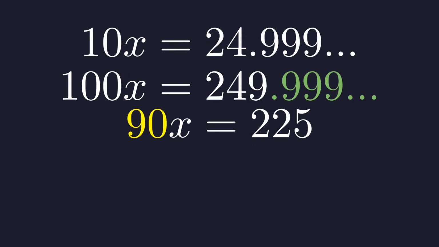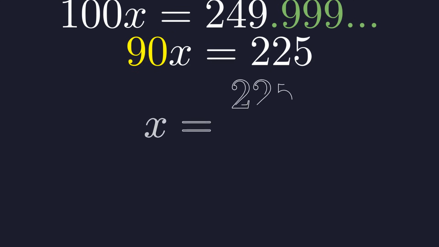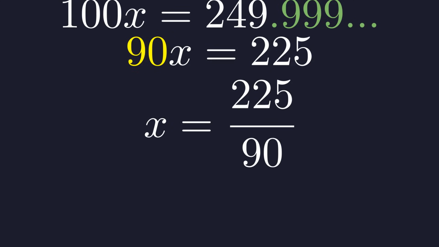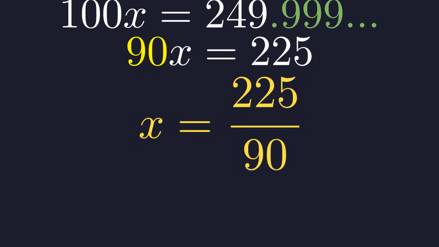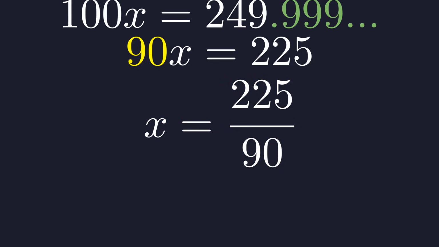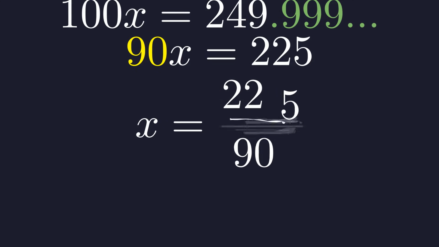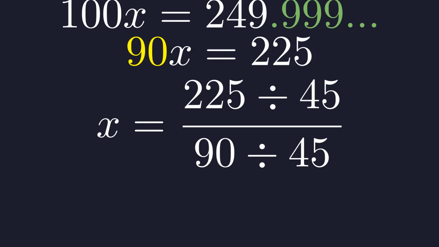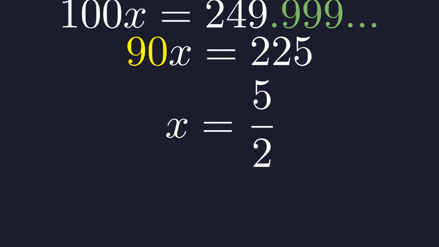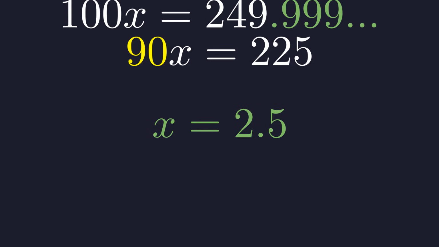Now to find x, we just divide both sides by 90. So x equals 225 over 90. Let's simplify this. Both numbers are divisible by their greatest common divisor, which happens to be 45. 225 divided by 45 is 5. 90 divided by 45 is 2, giving us 5 halves, which is exactly 2.5.